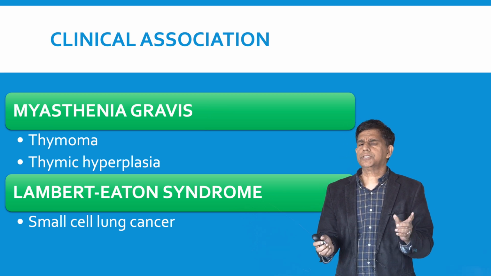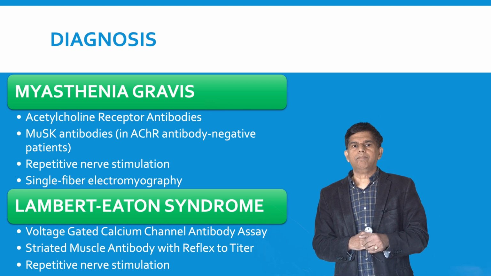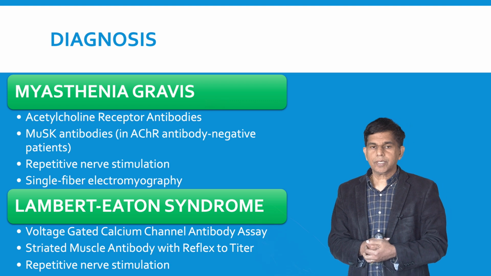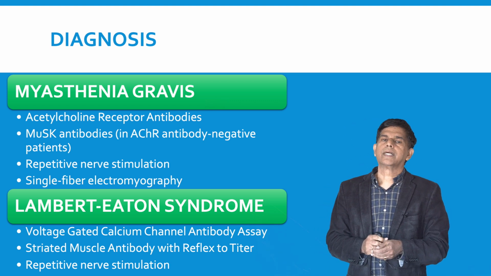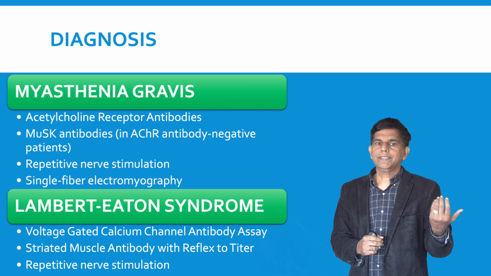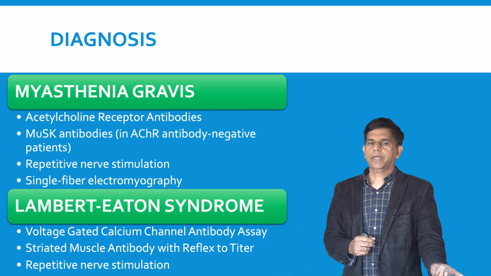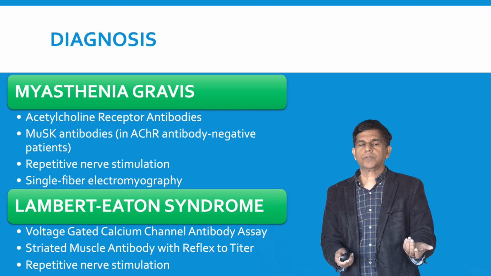Now, how do you diagnose it? In myasthenia gravis, you have acetylcholine receptor antibodies and MuSK antibodies, repetitive nerve stimulation, and single fiber electromyography. Those are the main ways you diagnose myasthenia gravis. In Lambert-Eaton syndrome, you have the voltage-gated calcium channel antibody assay. You can do striated muscle autoantibody with reflex titer and repetitive nerve stimulation, and those are the tests you can do.